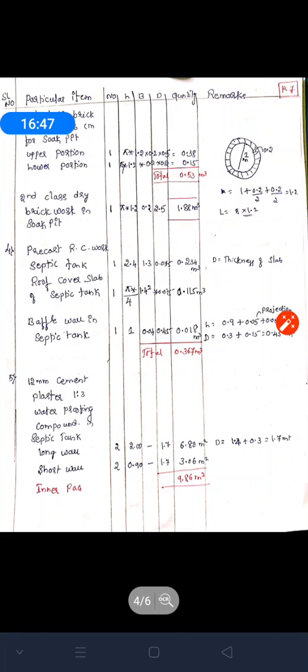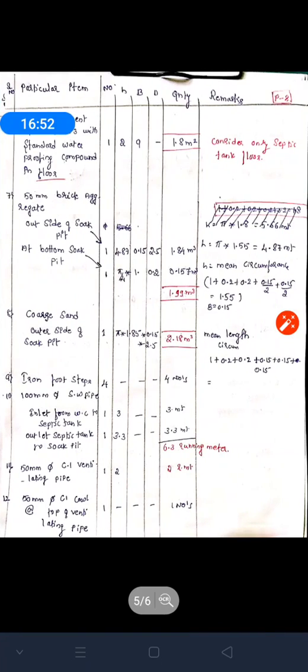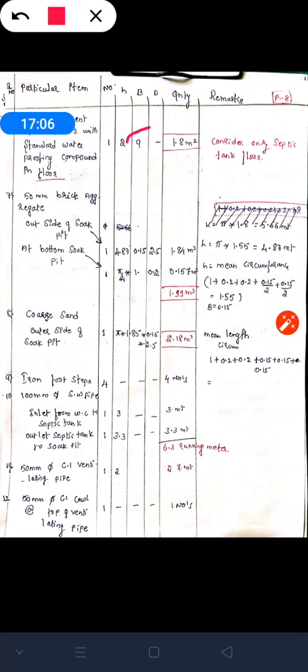It's all about the cement plastering, that is the inner face. Then again cement plastering for the floor of the septic tank. Okay? So for the floor of the septic tank we know the dimension, one number, 2 is the length, and 0.9, sorry, actually it is 0.9 meter. Here I have mentioned 9 meter, actually it is 0.9 meter. So 2 into 0.9 equals 1.8 meter square. So we got the plastering for the flooring here.